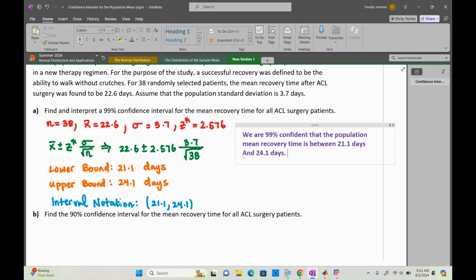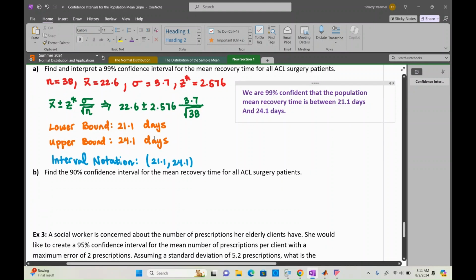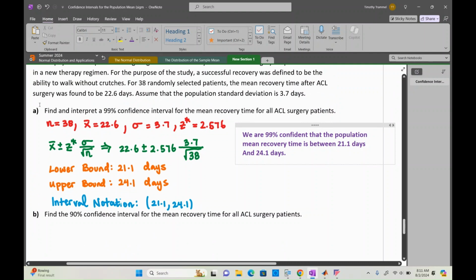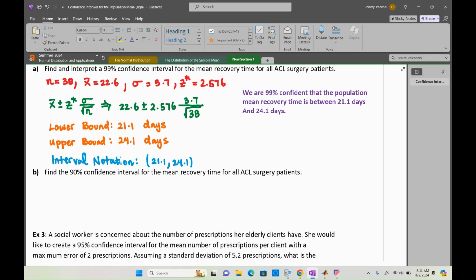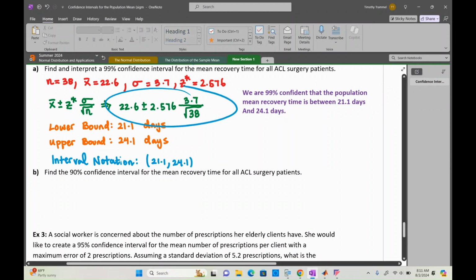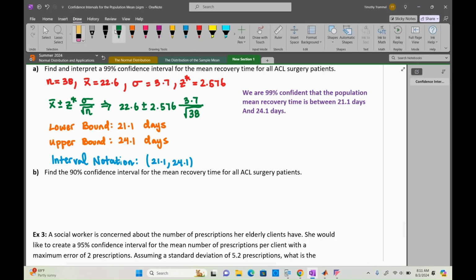All right, and so we're gonna do the same thing here now, but for a 90% confidence interval. Okay, and so we have all of the information in this first line that we need. Very little is actually going to change here. So I think what I'm going to have us do is just start at this step right here. Okay. I won't have us write that all down again.